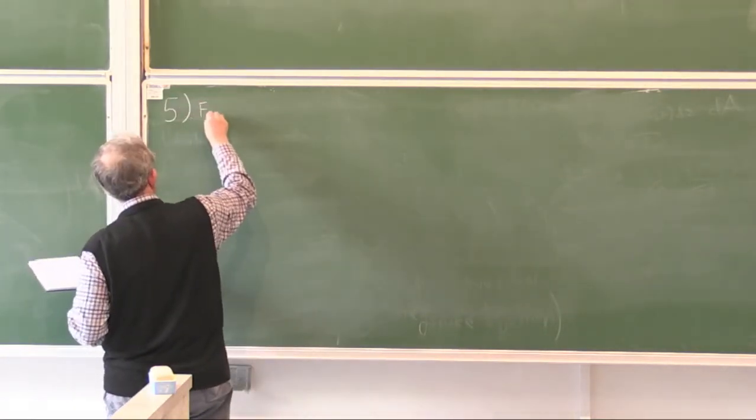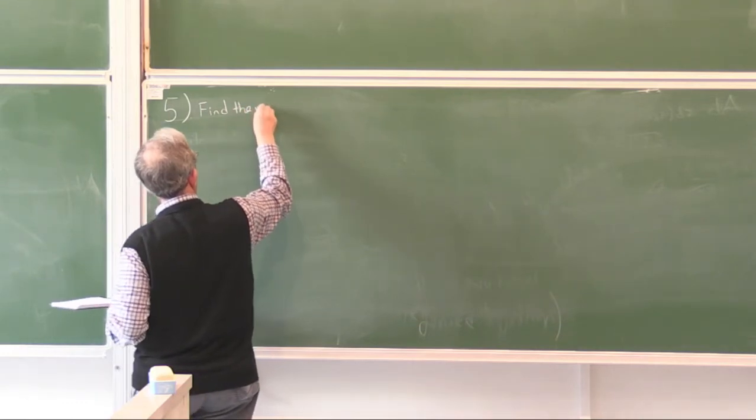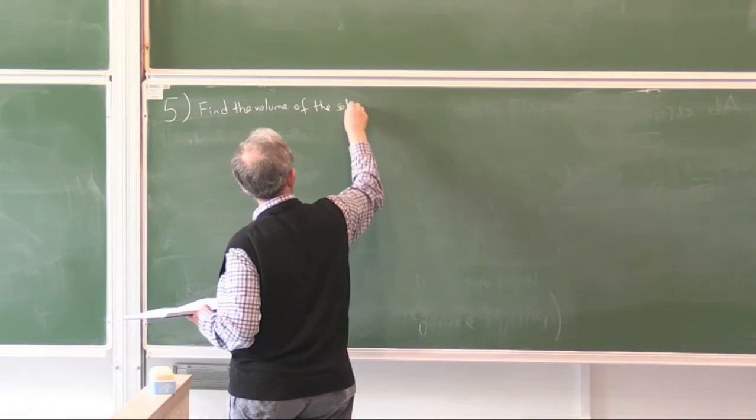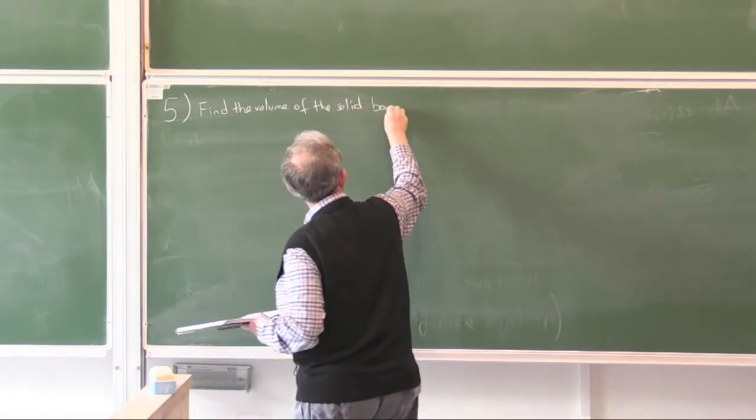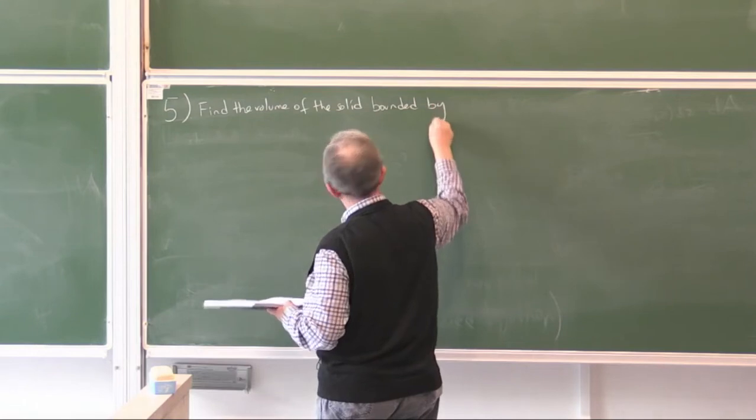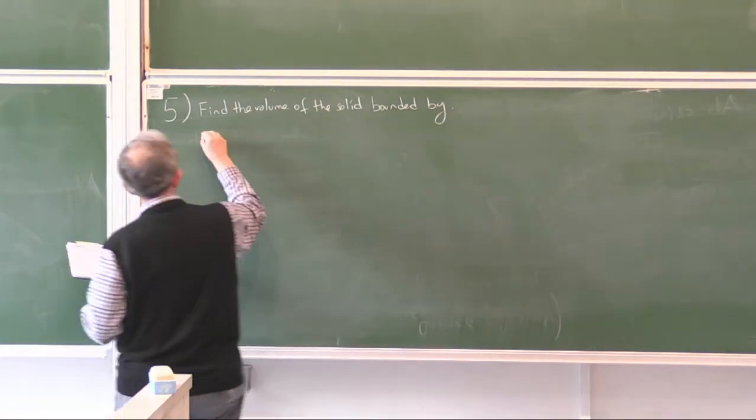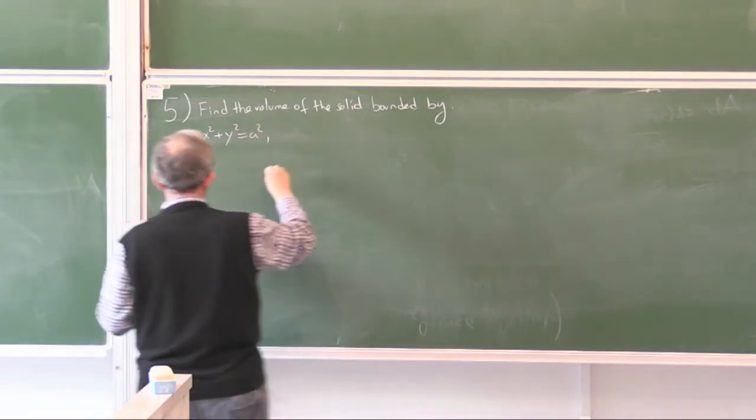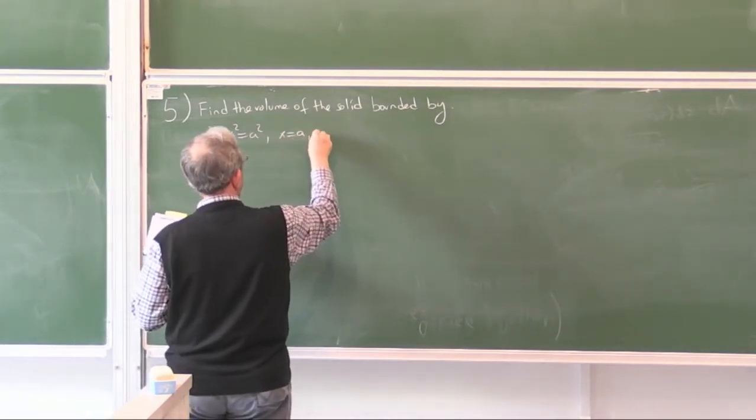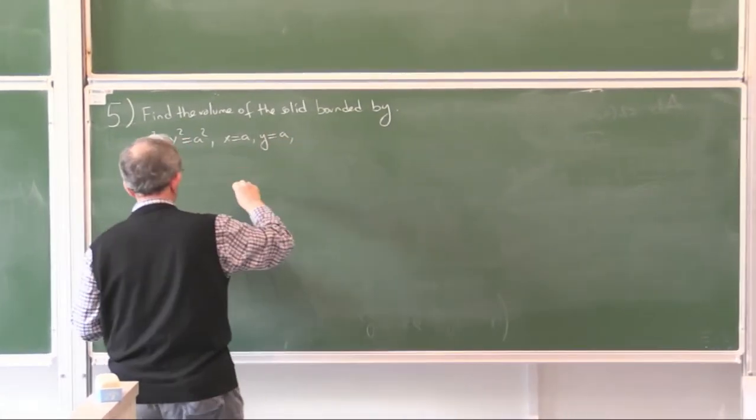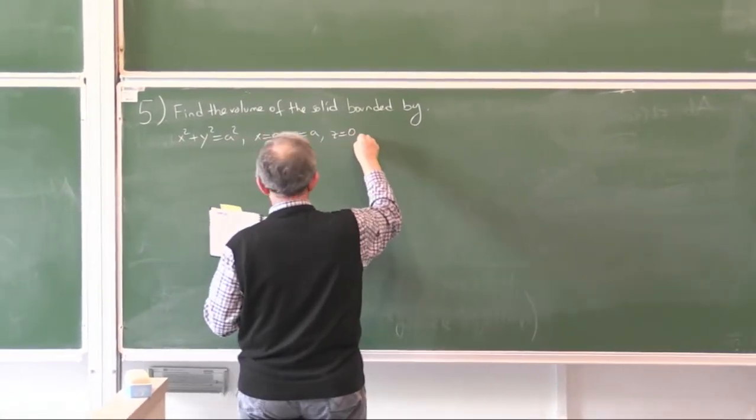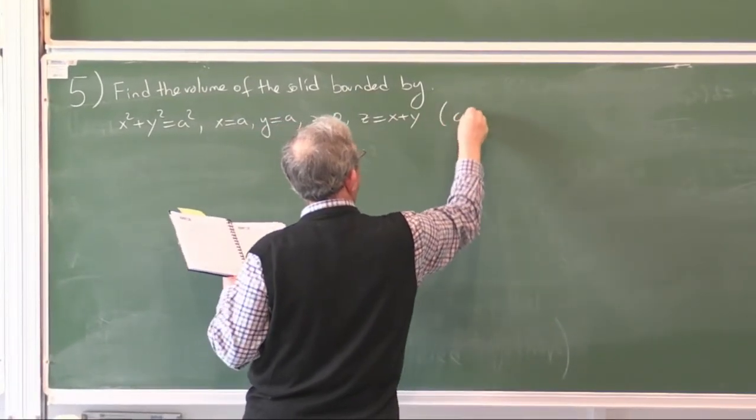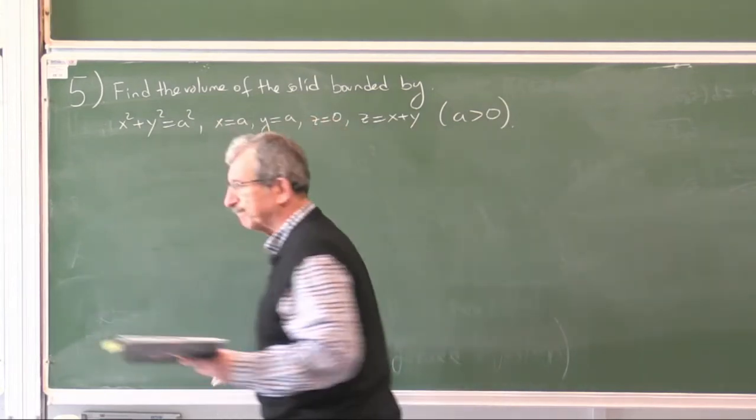Let us find the volume of the solid bounded by the surfaces x squared plus y squared is a squared, and x is a, y is a, z is 0, and z is x plus y. Here, of course, a is a positive number.